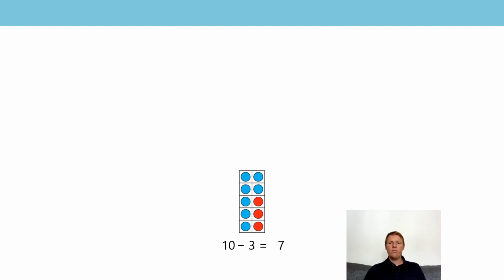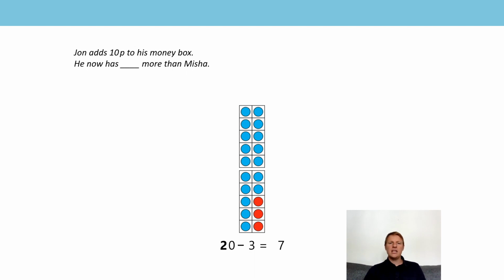Now, there's a new part to our question. John adds 10p to his money box. How do you think I can show that on our representation? I can use another tens frame, can't I? So here I've now showed John's money. Does he still have 10p? No, he's got 10p more. And if we think about the section that would all be blue, John now has 20p. How much more money does he now have than Misha? Has Misha's amount of money changed? No, it's still 3. It's still shown with the red counters on our tens frame.